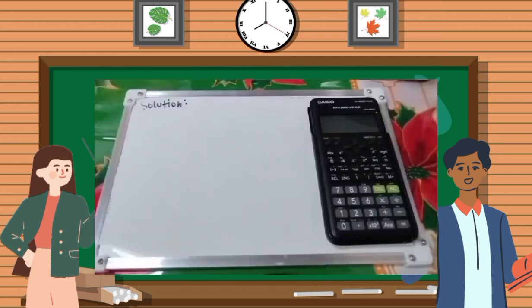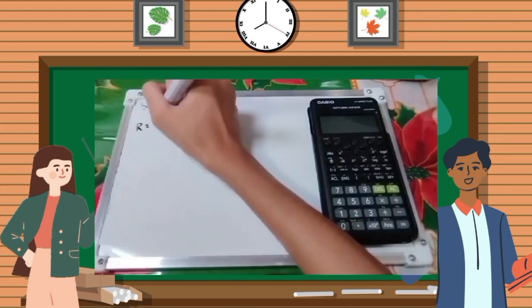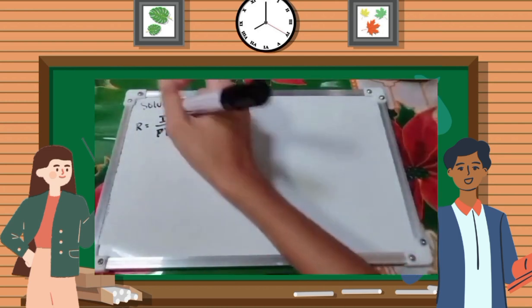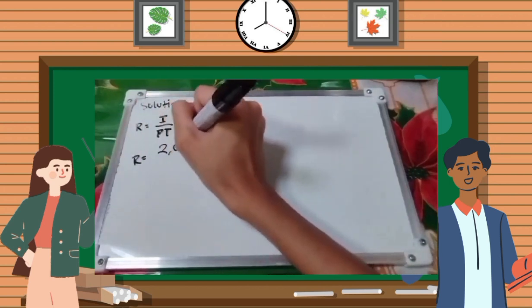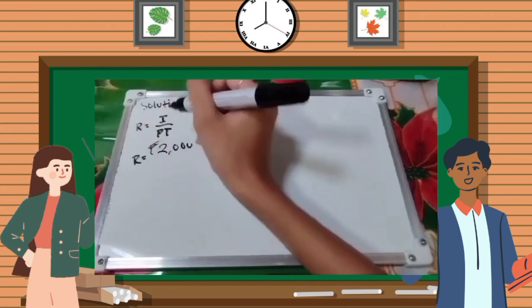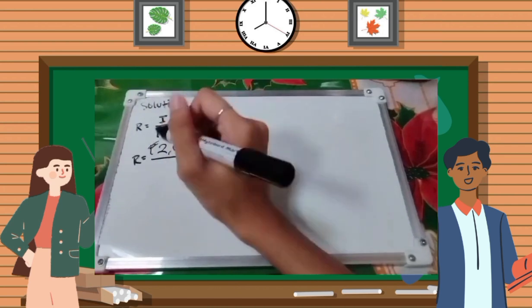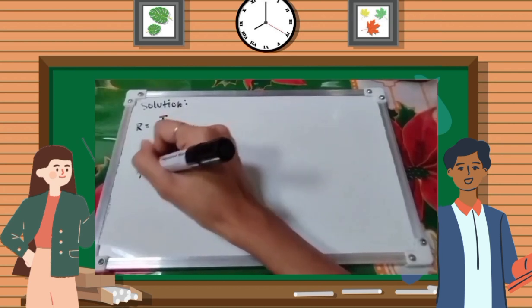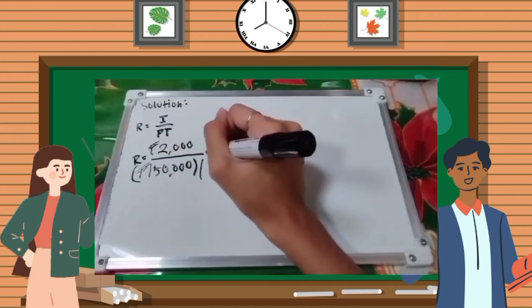Now that we know our given, we will solve our problem. Our formula is R equals I over P times T. Our I is 2,000 pesos. Don't forget the peso sign. Our principal value is 150,000 times the time, which is 5 years.